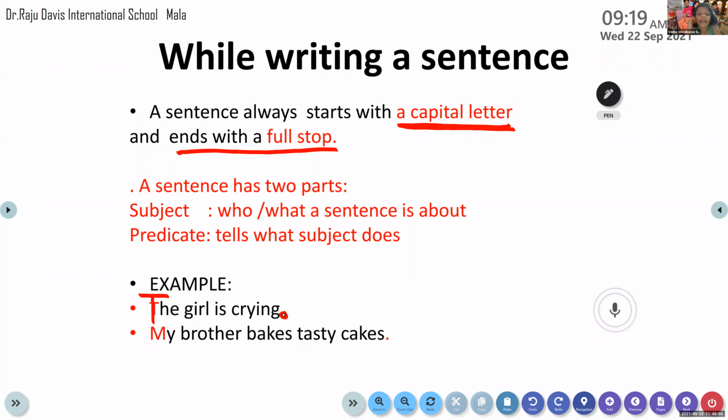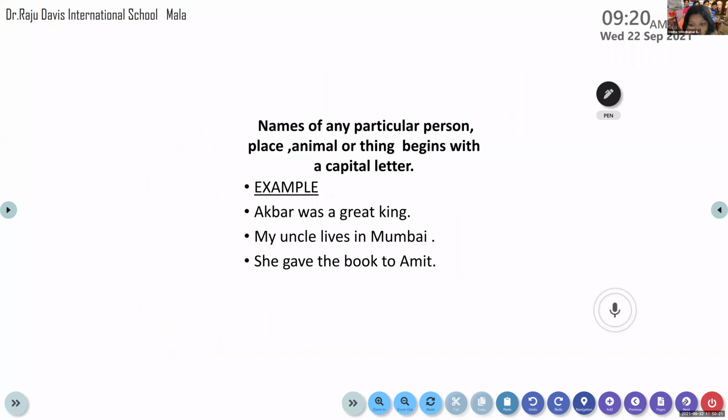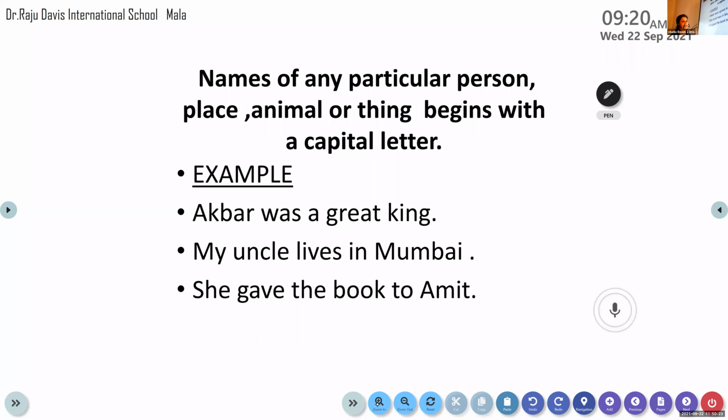Now let's move on to the next example. My brother bakes tasty cakes. Here the sentence begins with the word my. So M should be written in capital letter. My brother bakes tasty cakes. And we have to end the sentence with a full stop. Clear to all of you? Yes. Full stop.